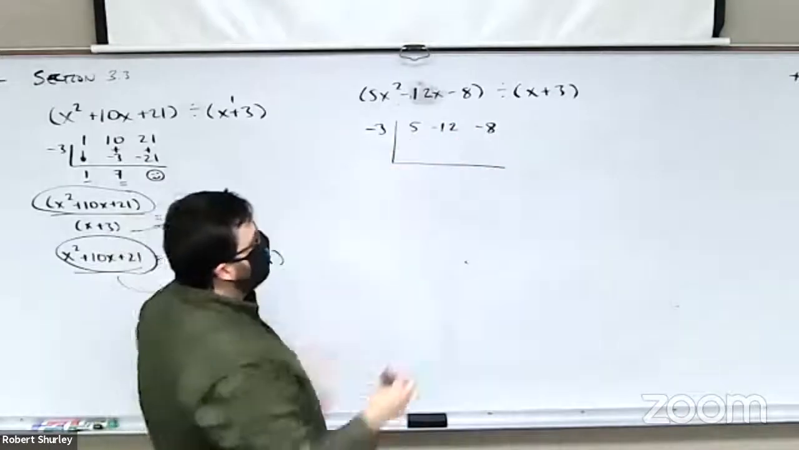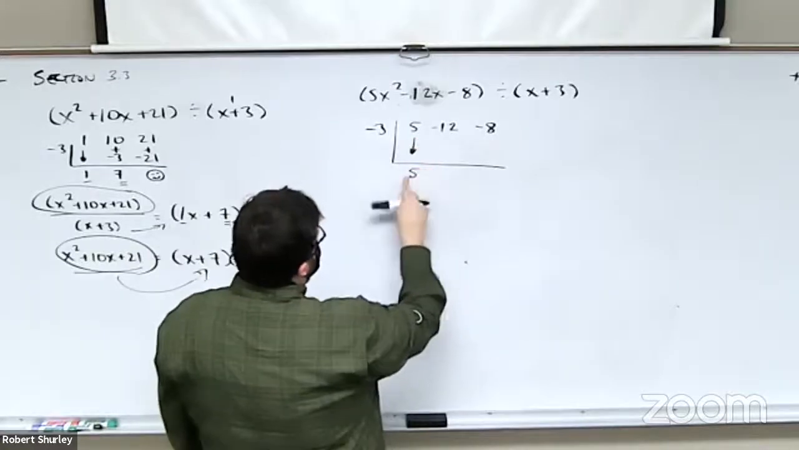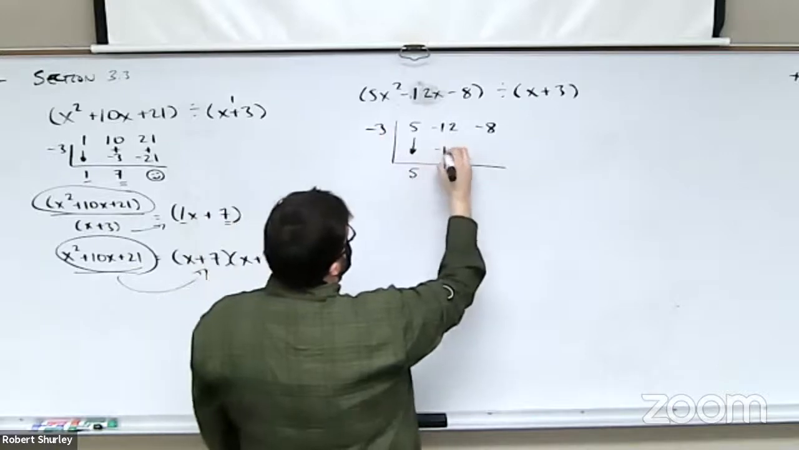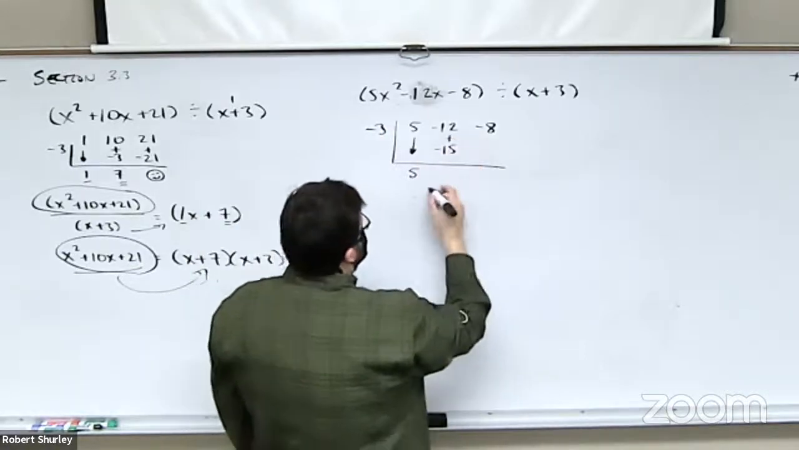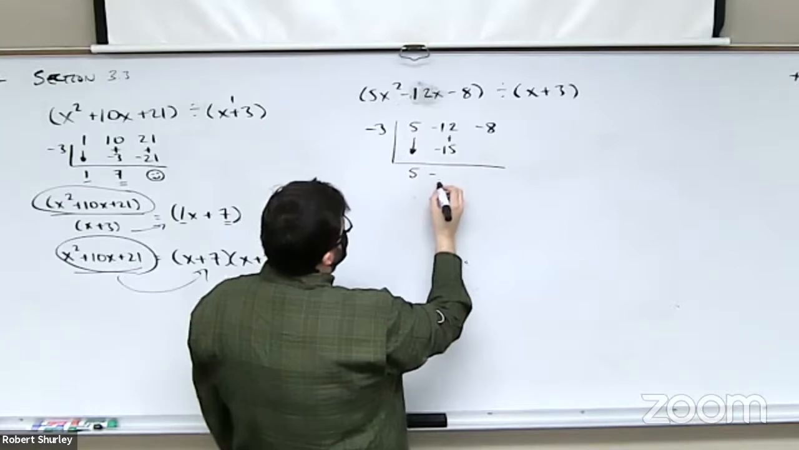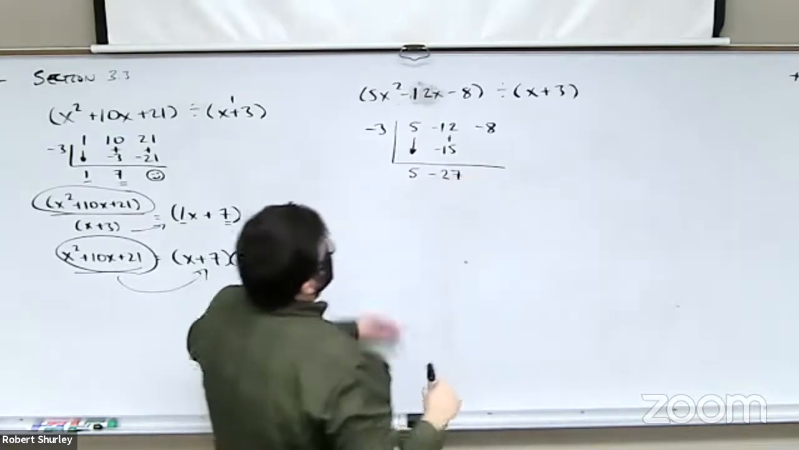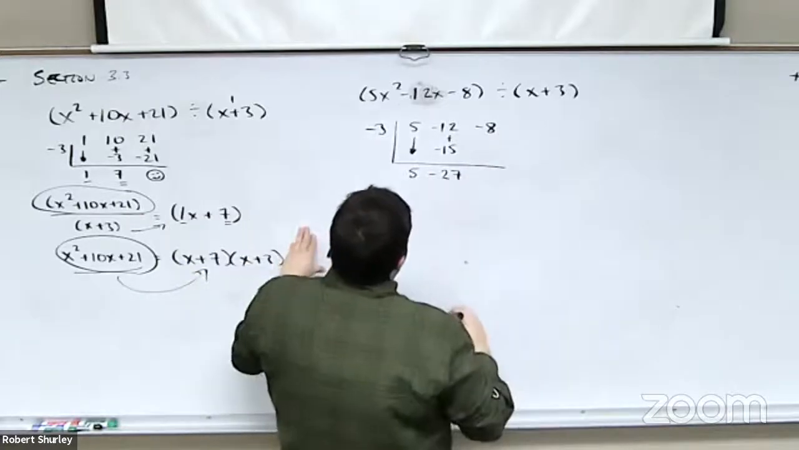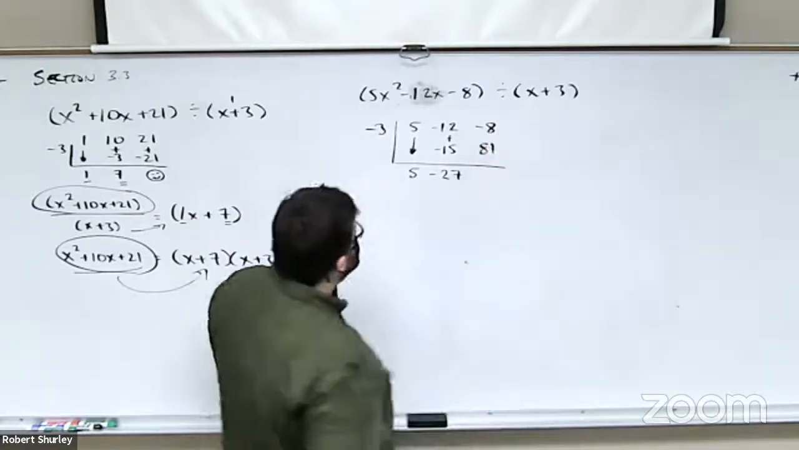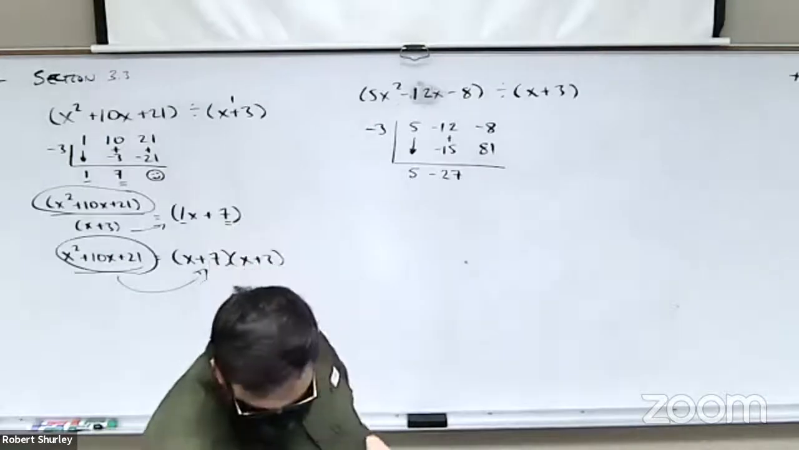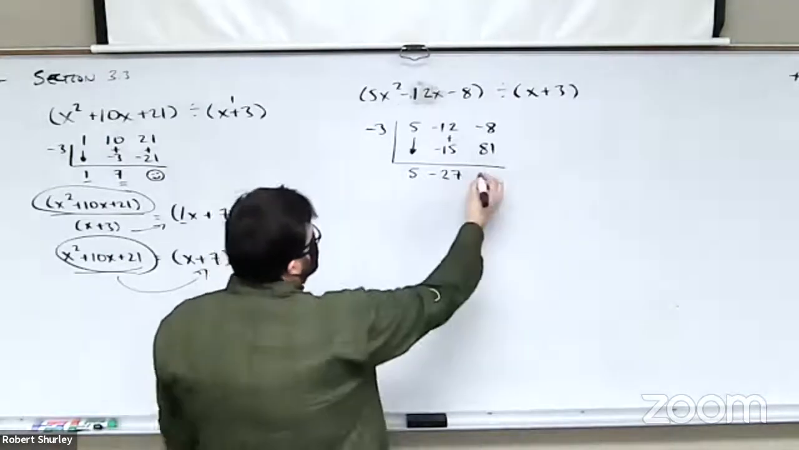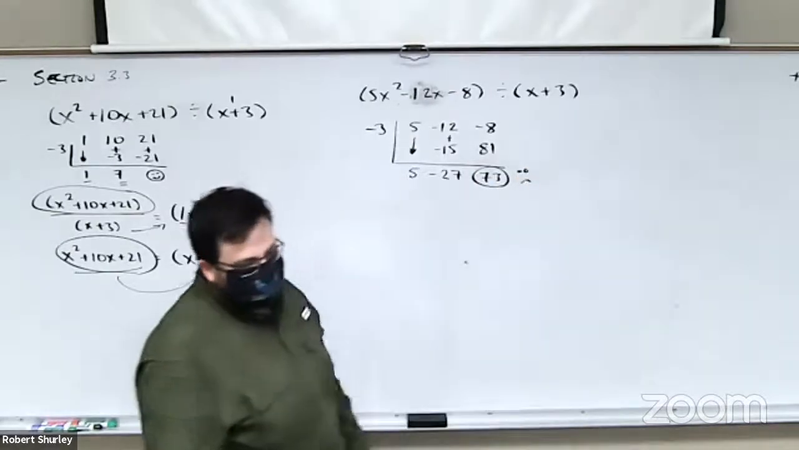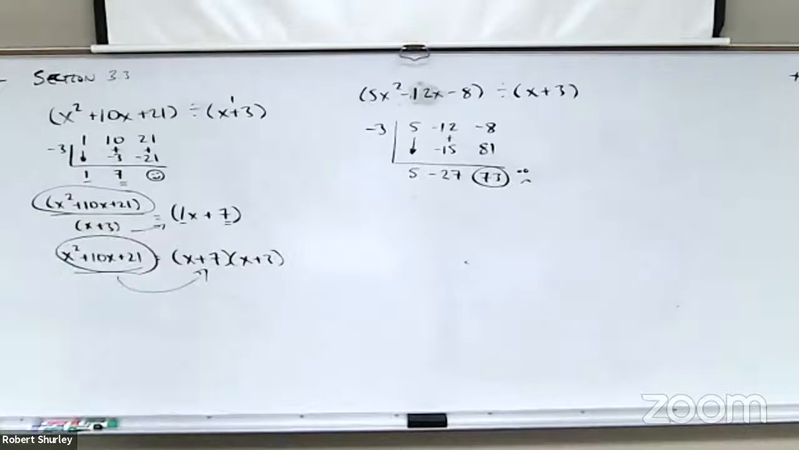Okay, so I've got to bring down the 5 first. And then I multiply it by the really potential 0, -3, and get -15. Add that, and I'm at -27. So -27 times -3 is a positive 81. Yeah, that's a big number, right? So then we wind up with positive 73. Right? That's our remainder. It doesn't help us out.